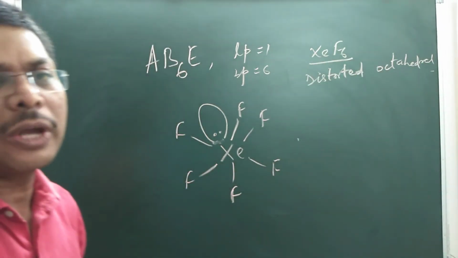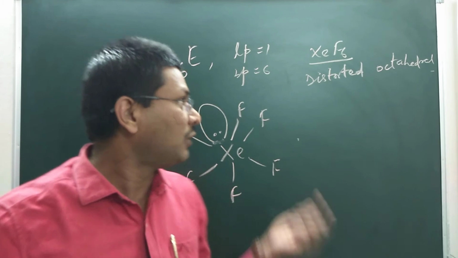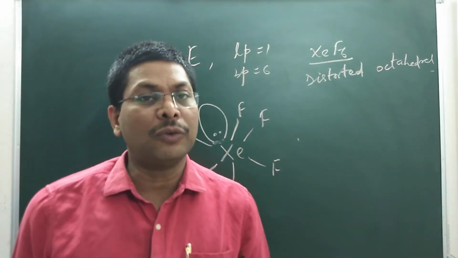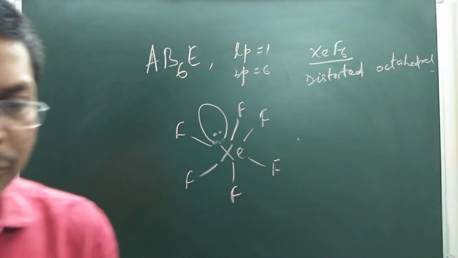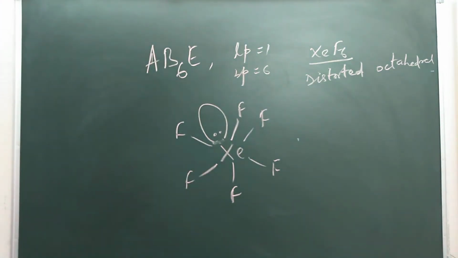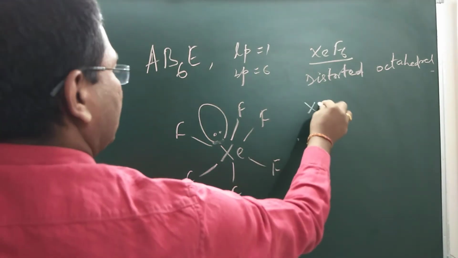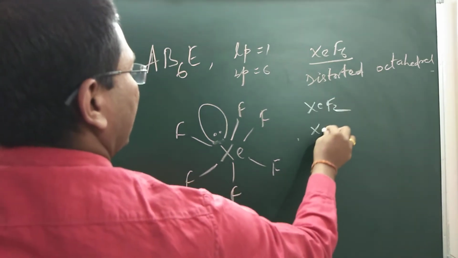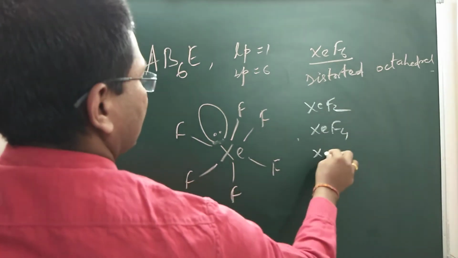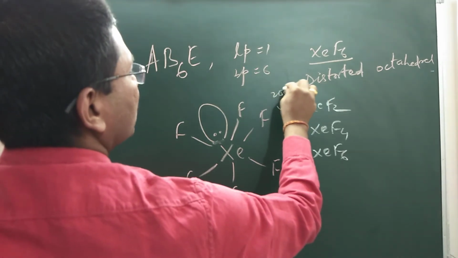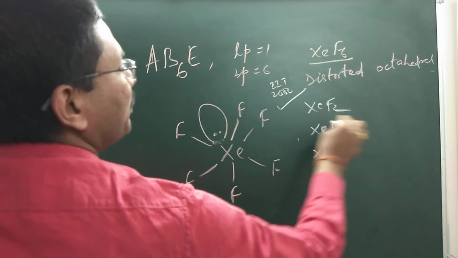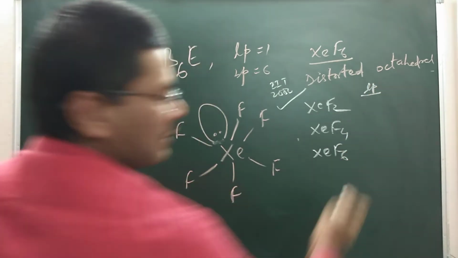So this way you can find out the shape of the molecule in case of lone pair 0 and in case of lone pair not equal to 0. One question I am discussing which was asked in IIT. So let's see. The question is XeF2, XeF4, XeF6. You have to just figure out how many lone pairs are there. This is a 2002 IIT question. Very easy question. Let's see.